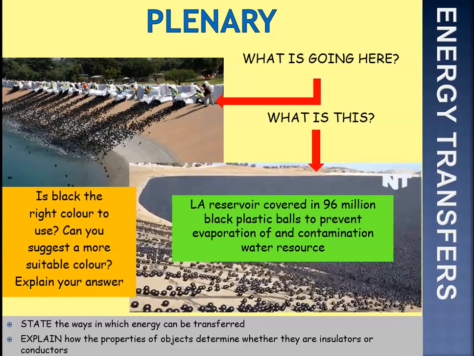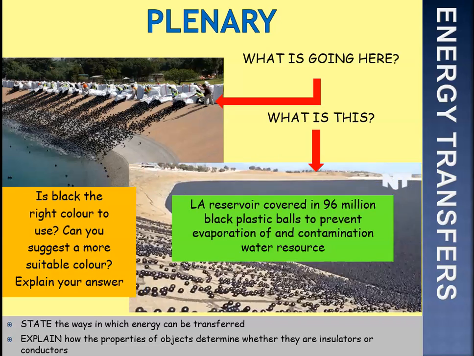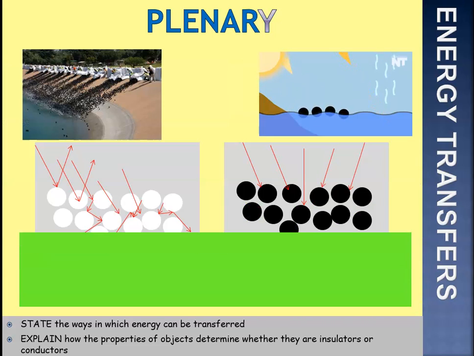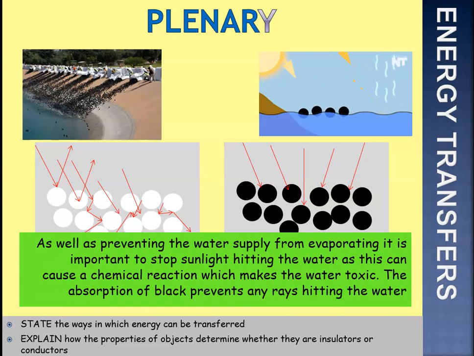Is black the right colour to use, and is there a more suitable colour? Black is the best colour to use in this case. As well as preventing the water supply from evaporating, we don't want the sunlight to hit the water because that can cause a chemical reaction that makes the water slightly toxic. The absorption of black prevents any rays hitting the water, so if we cover that surface with these black balls, those black balls will absorb the energy from the sun. They will prevent it getting to the water.